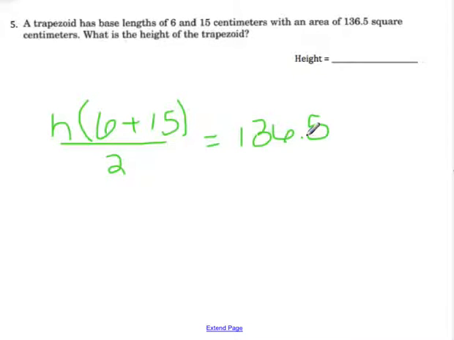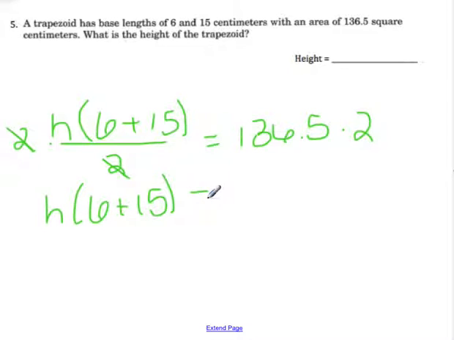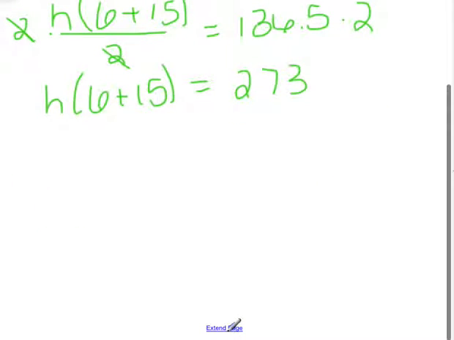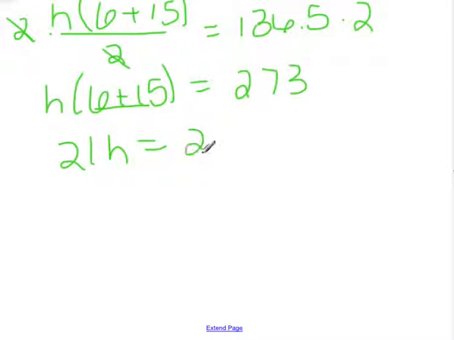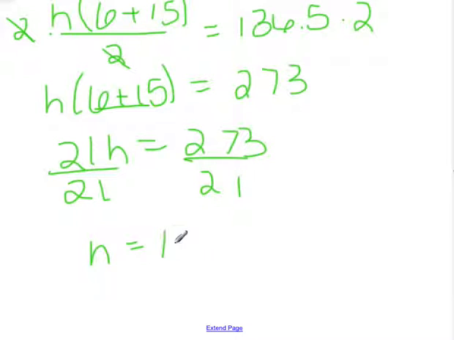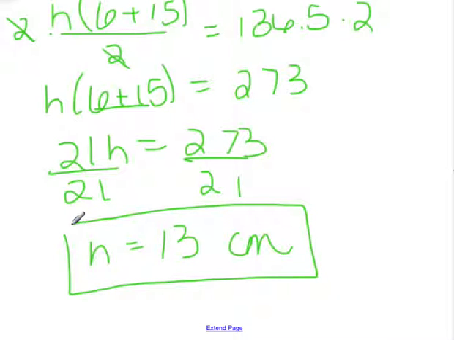So what we need to do is we need to multiply both sides by 2 to get that 2 over to the other side. So I'm going to go ahead and multiply both sides by 2. So the 2's cancel out here. And then I get h times 6 plus 15 is equal to 273. So then what I'm going to do is I'm going to actually add these two together, and you get 21. So 21 times h is equal to 273. So now all I have to do is solve for h. So I'm going to divide both sides by 21, and I end up getting that h is equal to 13 centimeters. So the height is 13 centimeters.